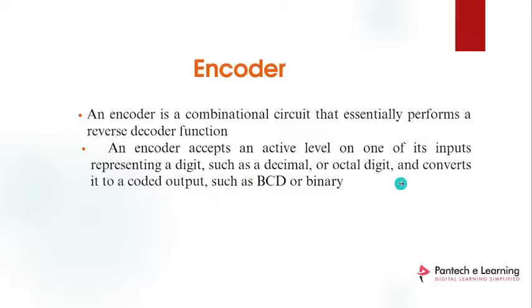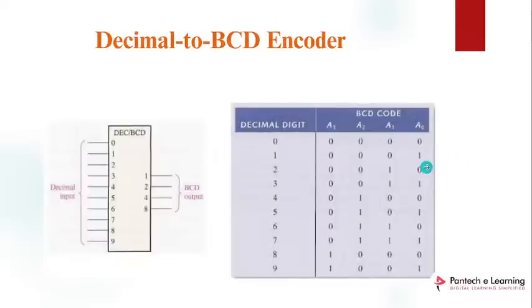And coming to the encoder, it is the reverse of the decoder. The encoder accepts the active level of one inputs and represents them in a digital form such as decimal or octal. It has 2 power n inputs and n outputs. It means it is the reverse of the decoder. If n equal to 2, 2 power 2 means 4 inputs, you will get 2 outputs. Like that it has 2 power 3 inputs, 2 power 4 inputs, and 3 or 4 outputs.